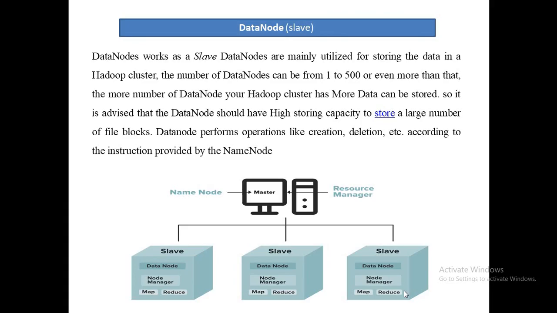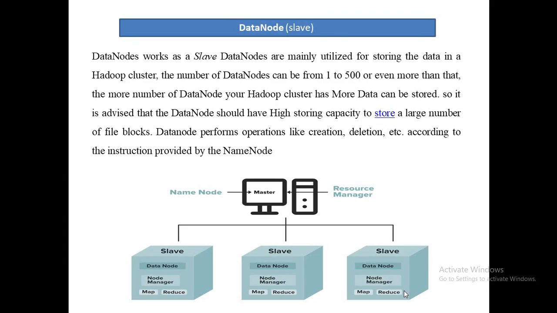Data nodes perform operations like creation, deletion, etc., according to the instruction provided by the name node. The slave is only there to store, and it can be 1 to 500 or even more than that, so the capacity is very high. It takes a large number of file blocks, and it has very high storage capacity. The operations it performs are creation and deletion, according to instructions provided by the name node.